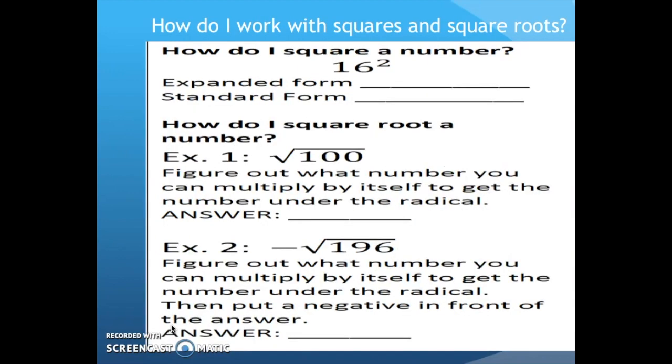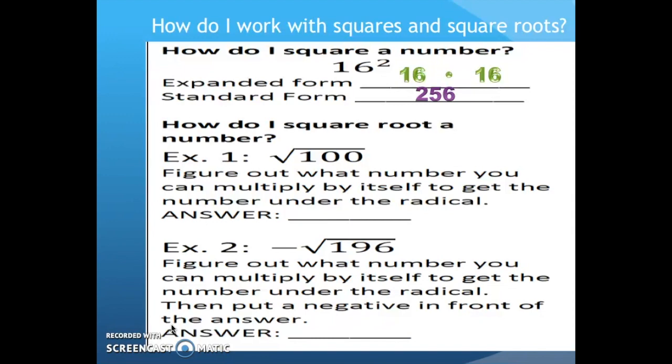Okay, how do I square a number? I have 16 raised to the second power. How would you write that in expanded form? 16 times 16. And when we multiply 16 times 16, it should give us our standard form number, which is 256. If you go back and look at the chart we just completed, it's going to tell you the square root of 256 would be 16, or 16 squared would be 256.